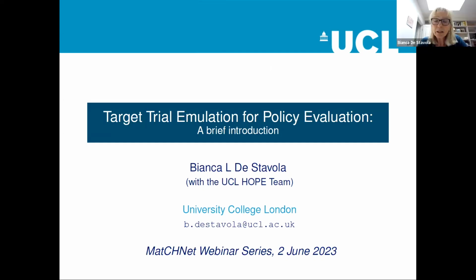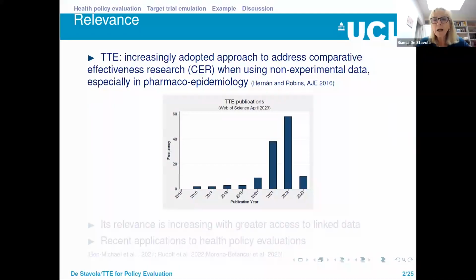Good. And this is joint work with a group of us at UCL, at the Institute of Child Health, working on a particular project to do with special education need. And if you participated in the meeting last week, my colleagues Ruth Gilbert and Kate Lewis presented the creation of the data set for which I will discuss an example. So why target trial emulation?